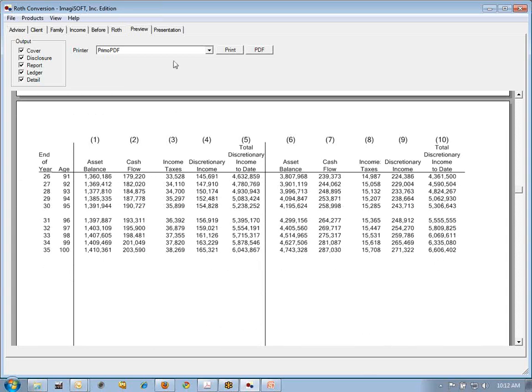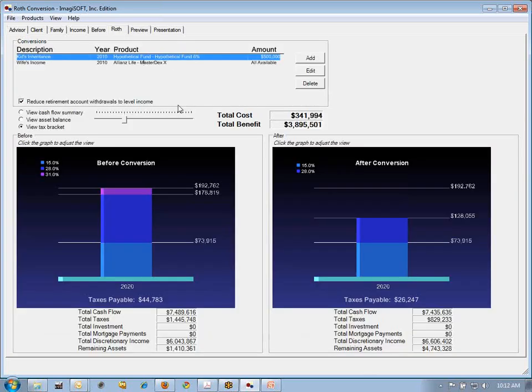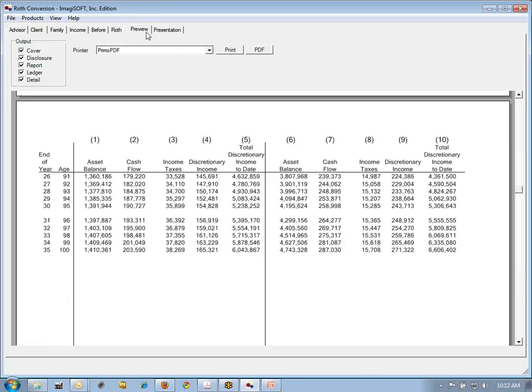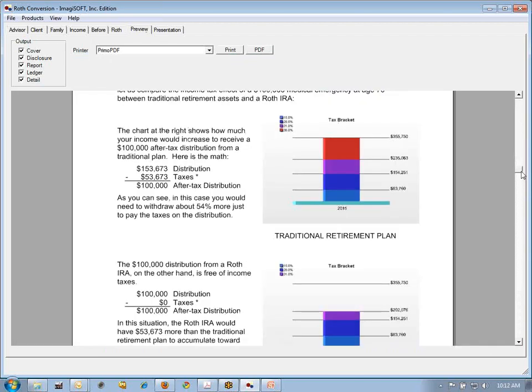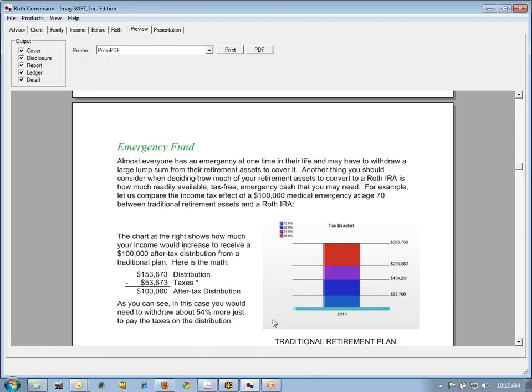Thank you very much for taking the time. There's other areas that you could look at in this, and we'll cover those in other presentations. There's an emergency fund, which is another reason a person should have a Roth. But as you can see, the ImagiSOFT software makes it very, very easy to explain the advantages of having a Roth IRA to your clients, and it also gives you very, very accurate numbers.